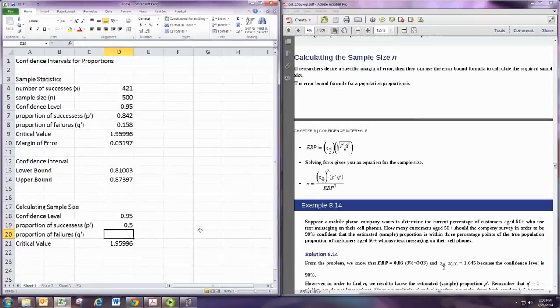So 50%. Q prime is going to be always 1 minus that. So you can change this. So you use the previous estimate when it's available, or 0.5 when not available. Alright, and then the sample size that we want. Oh, and we need margin of error. Margin of error should be set up.